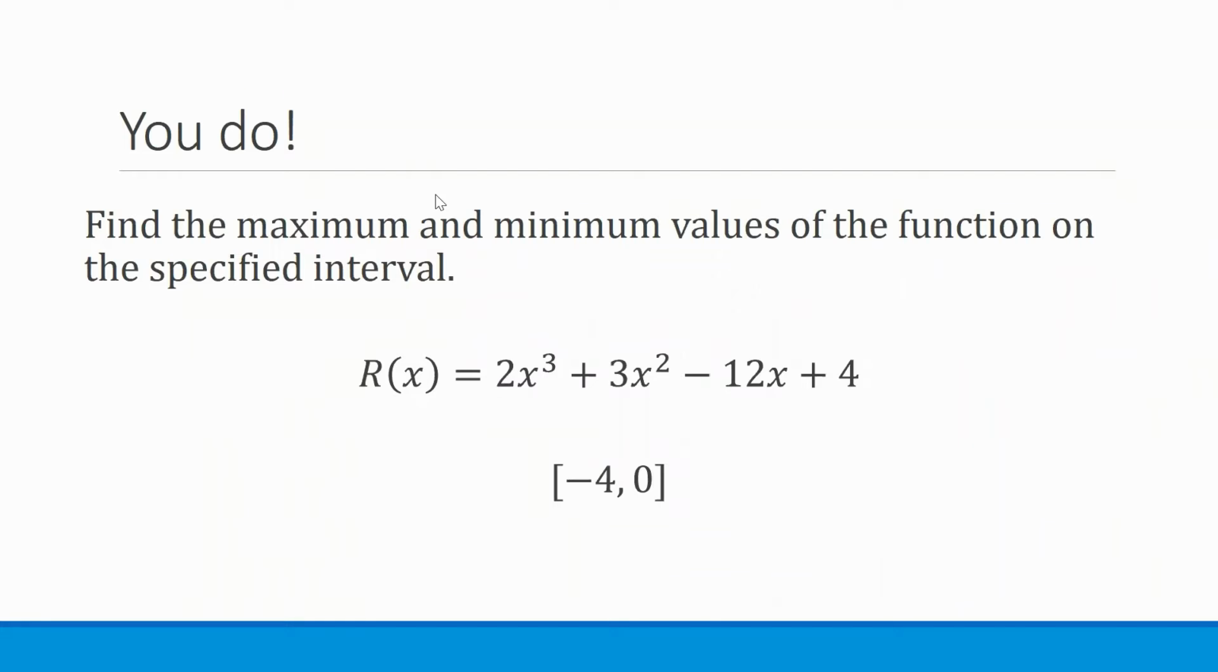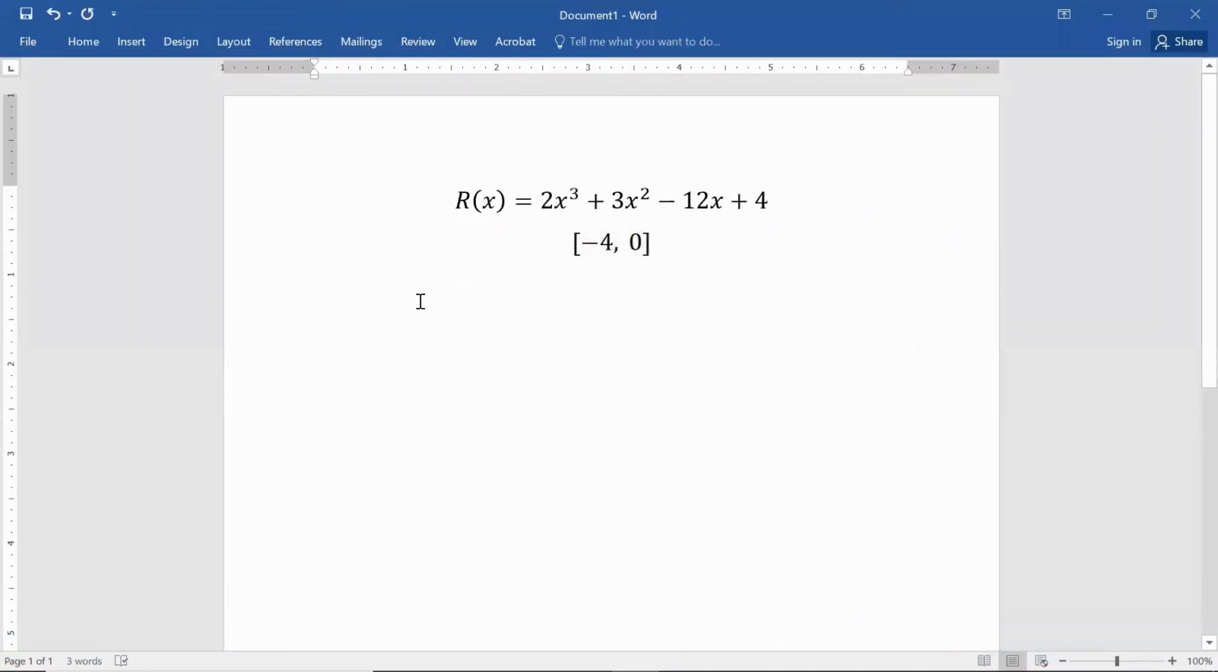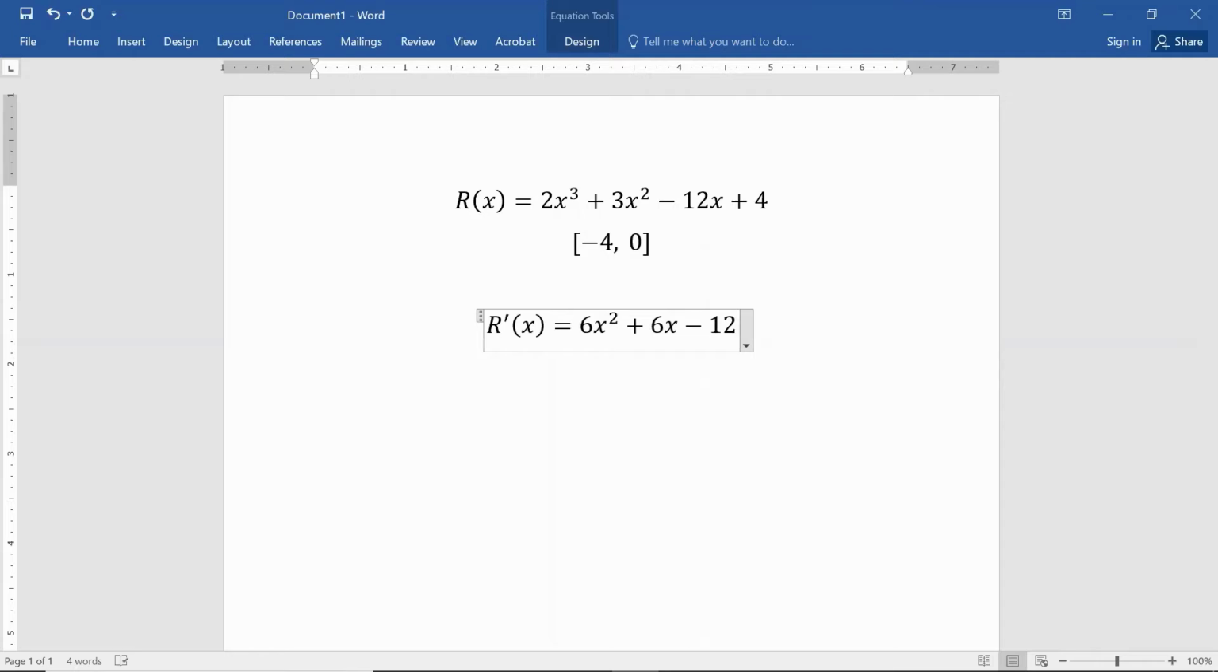Let's see how this problem is done. We want to find the maximum and minimum values of the function on the interval from -4 to 0. We start by looking for critical values. Take the derivative: r prime of x is equal to 6x squared plus 6x minus 12.